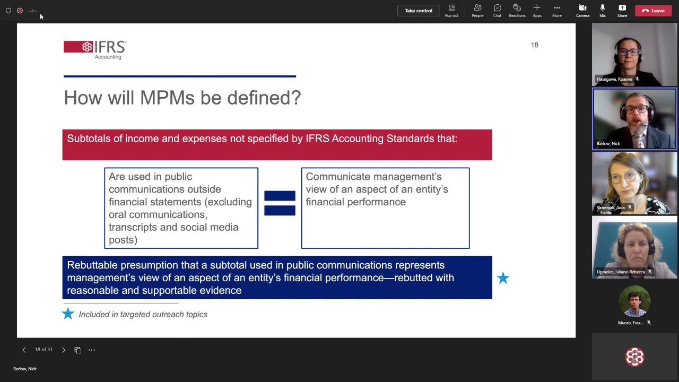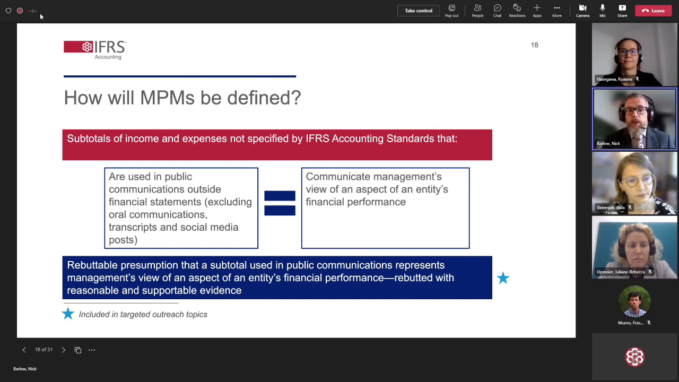Some also had concerns that what constitutes management's view could be quite subjective and potentially undermine the purpose of management performance measures. So to balance providing the useful information and responding to these concerns, the IASB has tentatively decided to add a rebuttable presumption. So if a measure is communicated in public, it's presumed to communicate management's view. And if it meets the other parts of the definition, it would be a management performance measure. Now, an entity could rebut that presumption with reasonable and supportable evidence to the contrary if that wasn't the case, such as in the example that I mentioned of a regulatory requirement to present something. So whether this rebuttable presumption will work as intended is one of the topics that we will be addressing in the stakeholder feedback.